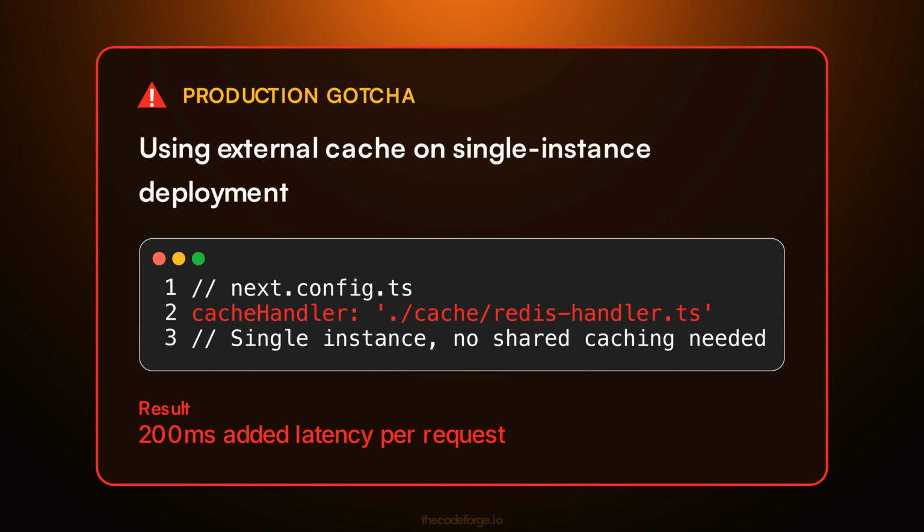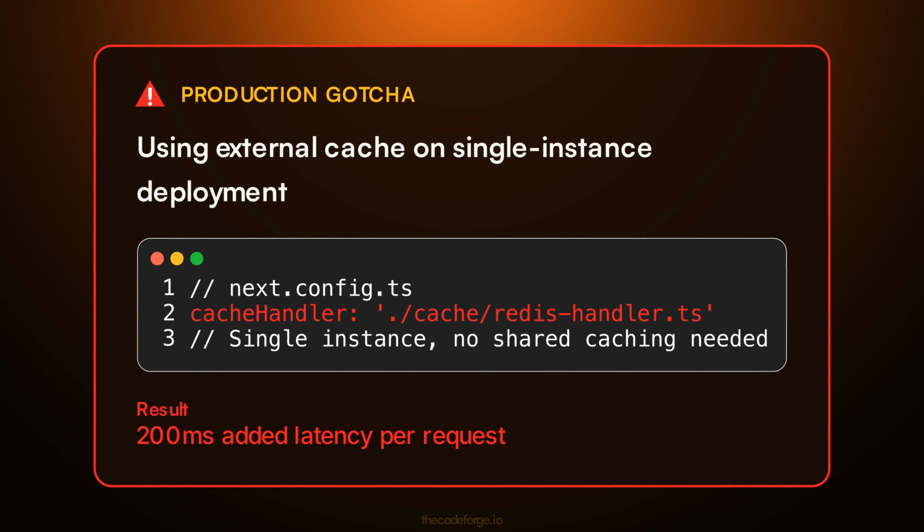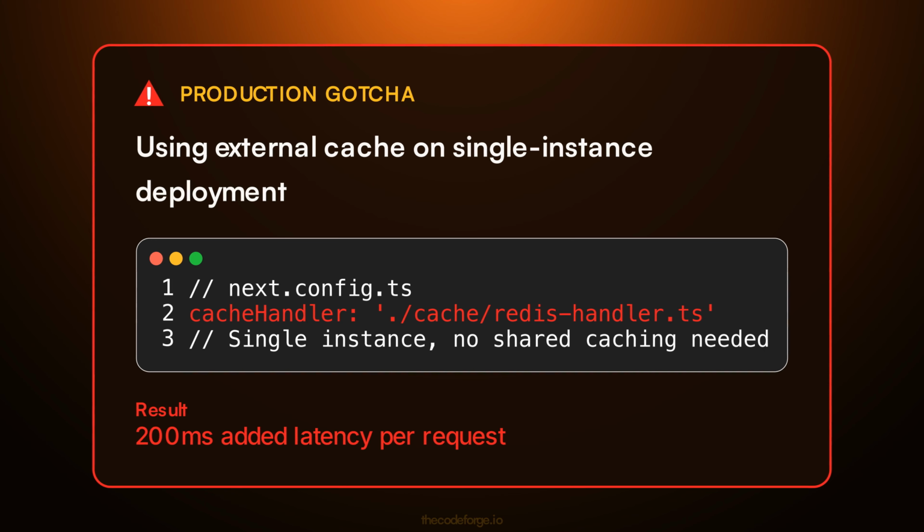This is the exact line that caused the incident. The team added a Redis cache handler to a single-instance app where the default file system cache was faster. The network round trips added 200 ms per request, making the system slower than with no cache at all.